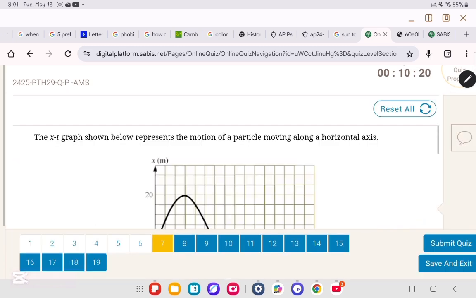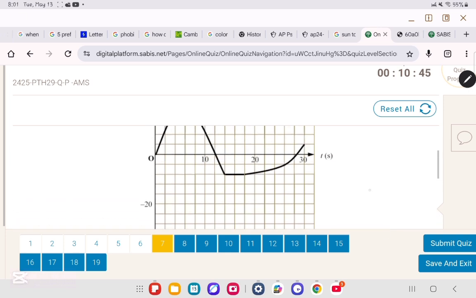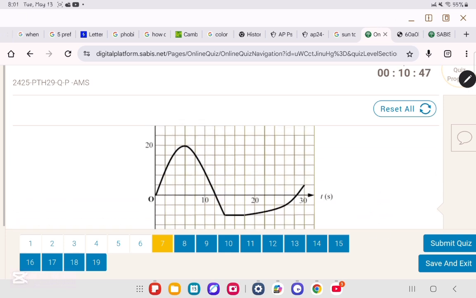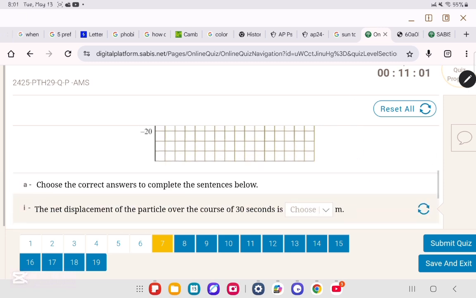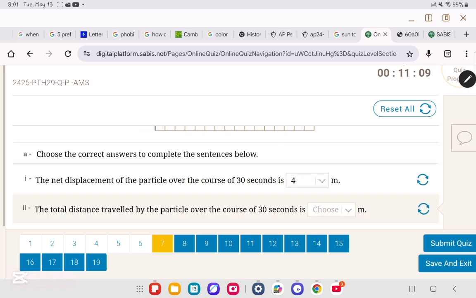We move on to question number 7, not 8, 7. The distance time graph shown below represents the motion of a particle moving along a horizontal axis. The net displacement of the particle over the course of 30 seconds. So how do we find the net displacement? As we said before, you will take the final position, which in this case, I can assume that it is 4, and you will subtract it from the original position, which is 0. So 4 minus 0, you will get what? The net displacement, which is 4 meters. We move on to part 2, the total distance traveled by the particle over the course of 30 seconds.